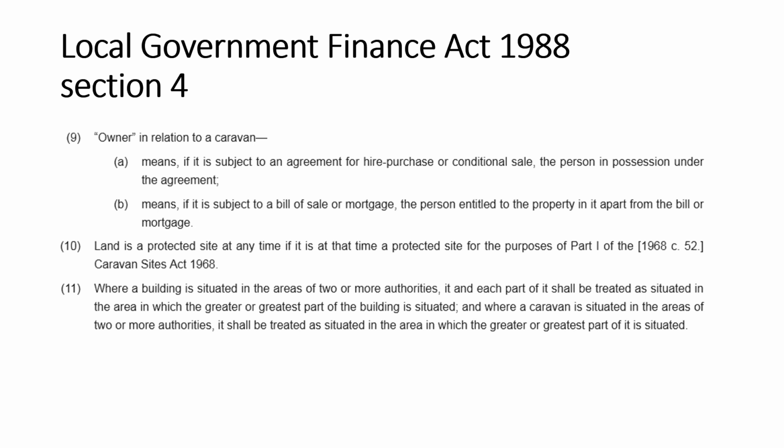And then under Section 10, they define land as a protected site at any time, if at that time it's a protected site for the purpose of Part 1 of the 1968 Chapter 52 Caravan Sites Act, and I'm not going to get into that unless there's a demand for it. And then under Section 11, where a building is situated in the area of 2 or more authorities, it and each part of it shall be treated as situated in the area in which the greater or greatest part of the building is situated. And this happens because your property may be partially on a property line that's between 2 different counties. Okay? But again, that's probably not applicable to most people.